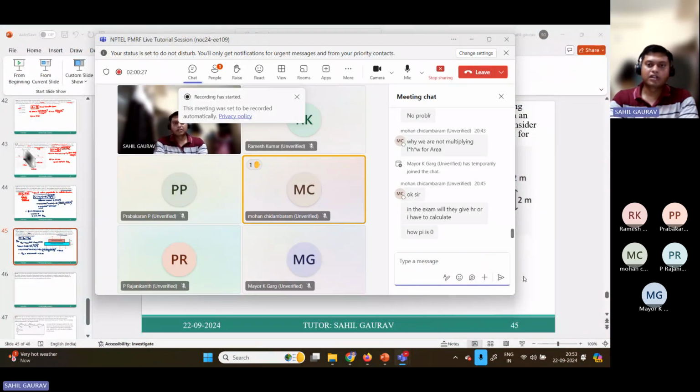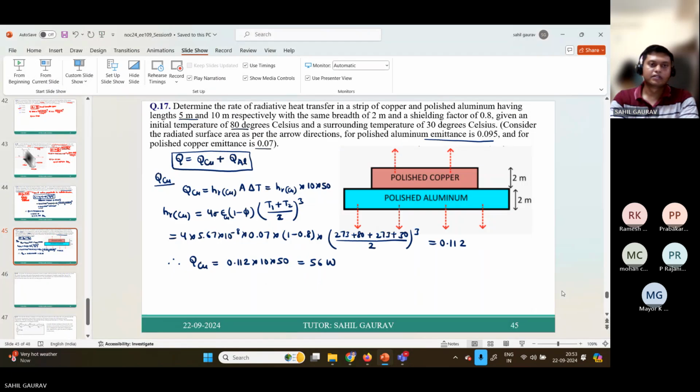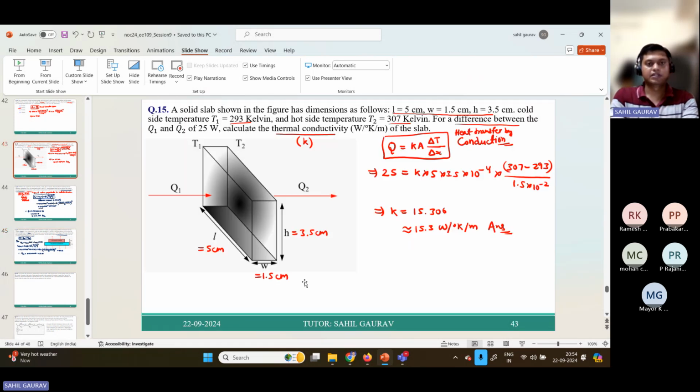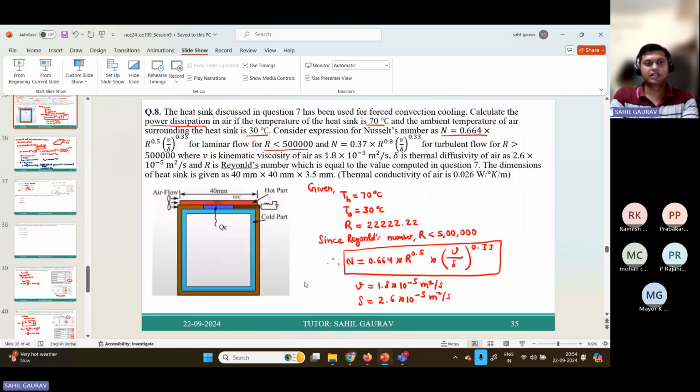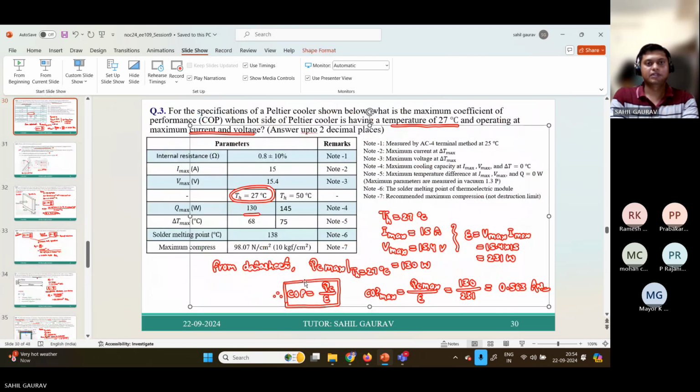They will give HR or I have to calculate. Most in safe zone you can remember. I am not confirmed about this part, but in safe zone you have to remember because this expression has been discussed in the class.